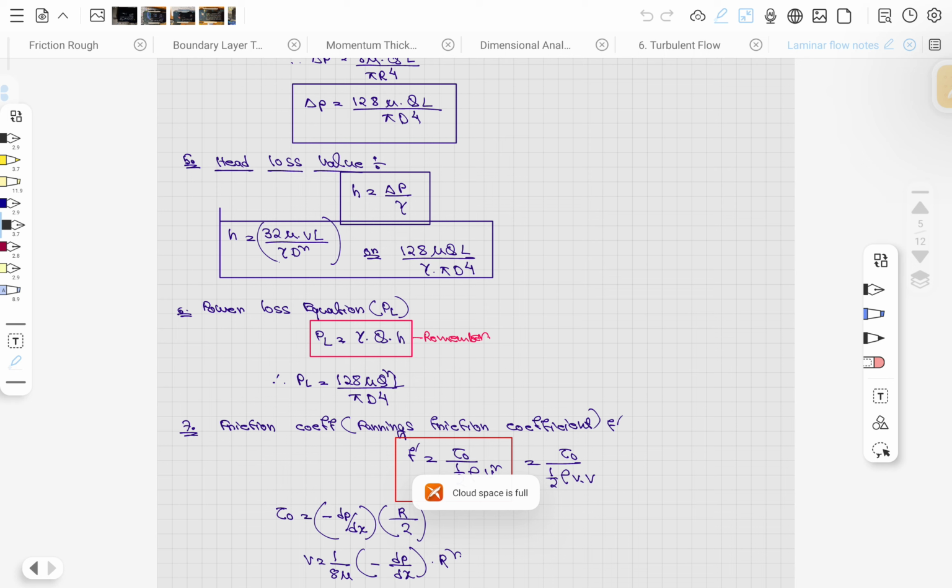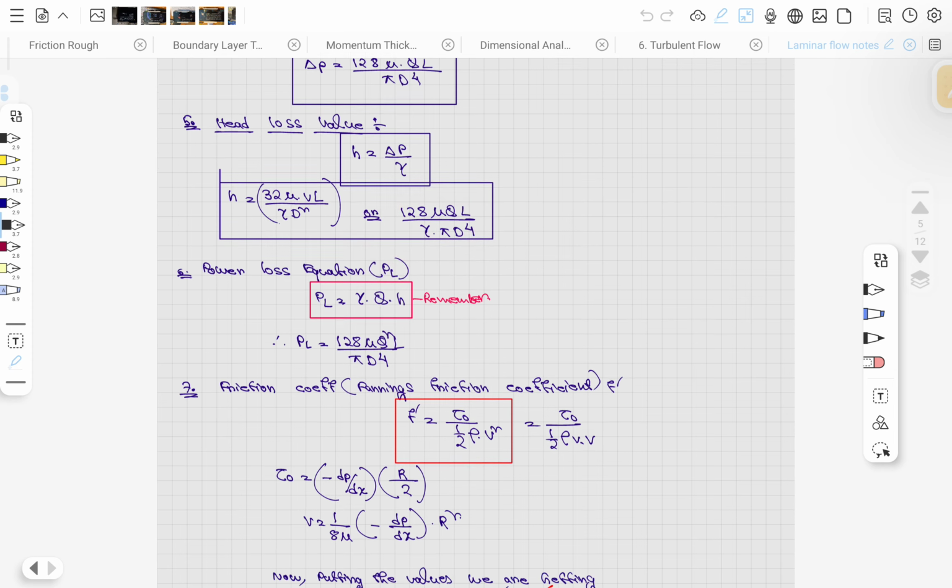So h value is there, no? So lambda is getting distracted, Q is getting squared. 128 mu Q square l by pi d to the power 4. Just imprint it in the brain.